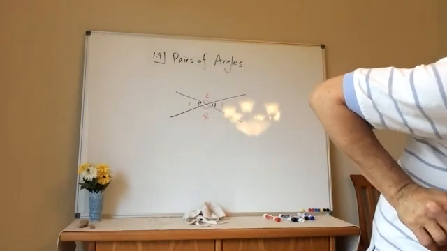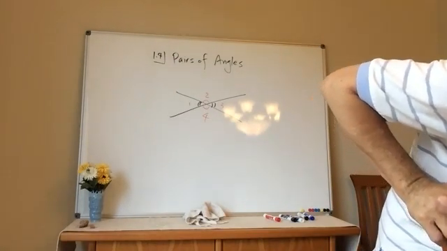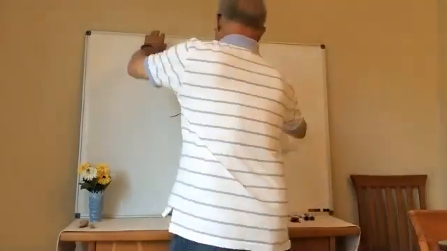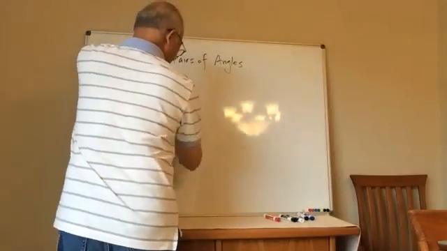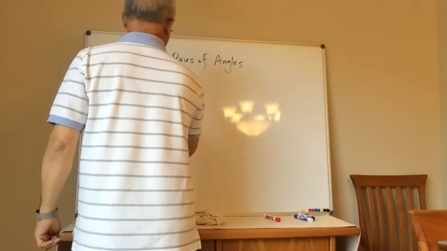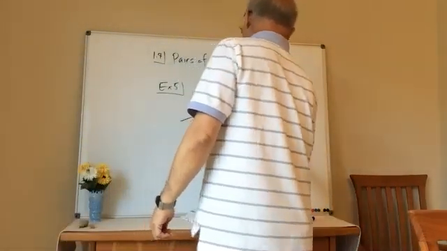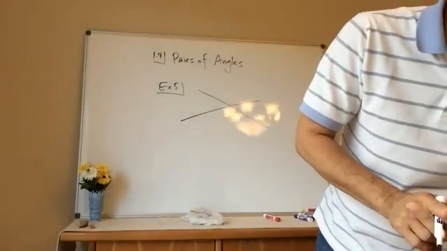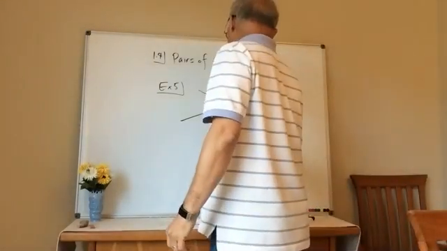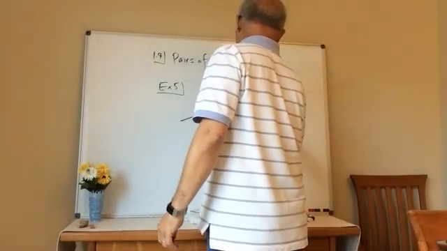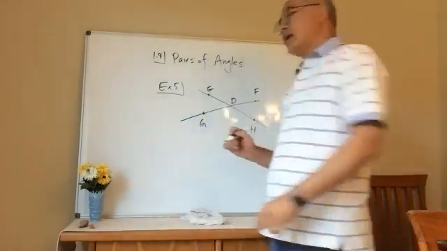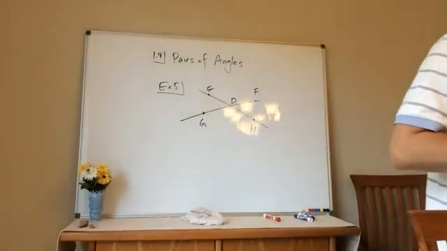So let's go to example number 5. Example number 5 says, name one pair of vertical angles. Do they appear to have the same measure? Let's go ahead and see if we can do example number 5. And what do we have? We have E, D, F, G, and H. Okay, so let's see if we can do this.